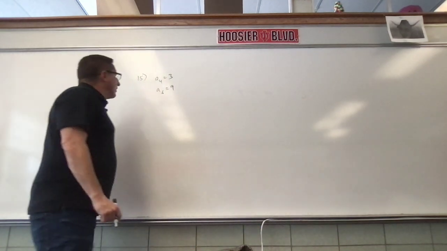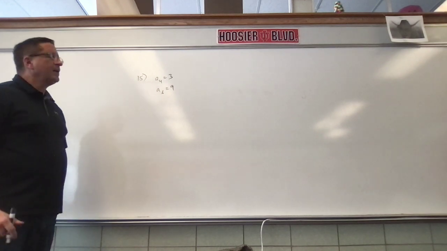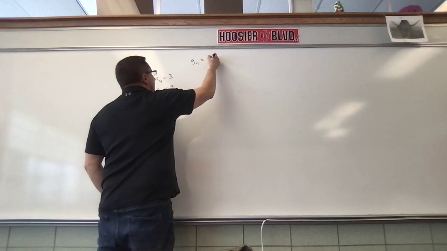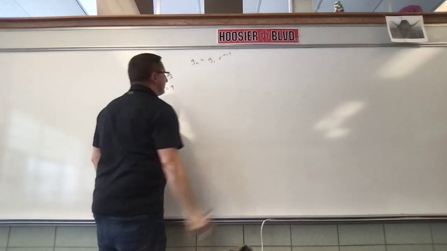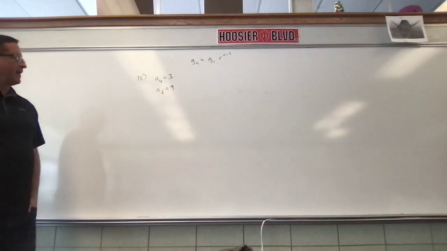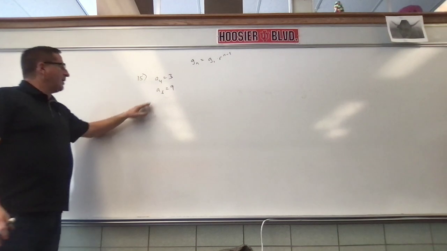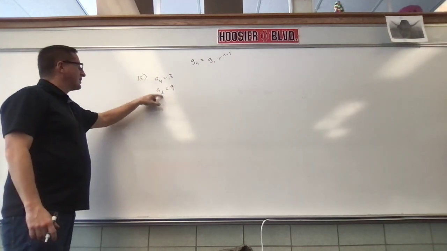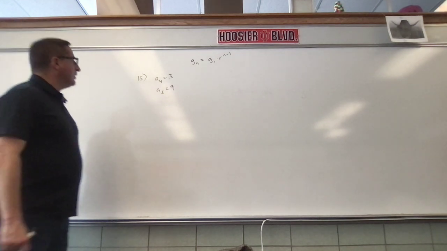I'm going to start with the higher one first, using the formula g sub n equals g sub 1 times r to the n minus 1 power. There's a reason why, here in just a second. I want the bigger values first. 9 is bigger than 3, the 6th term is bigger than the 4th term. I think it's a little easier if you start with the bigger ones.